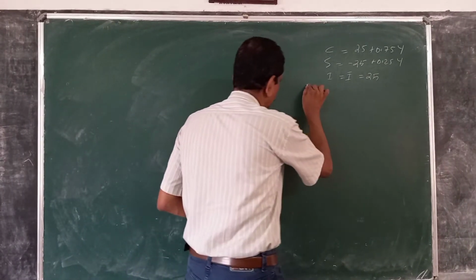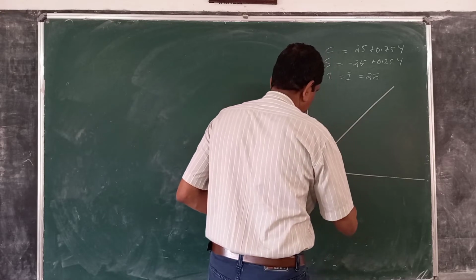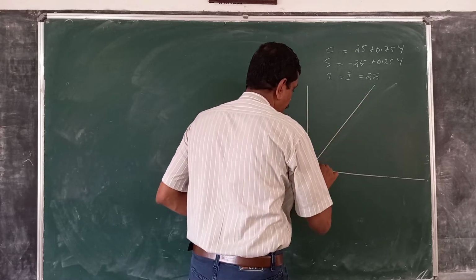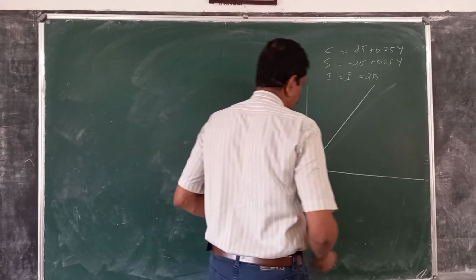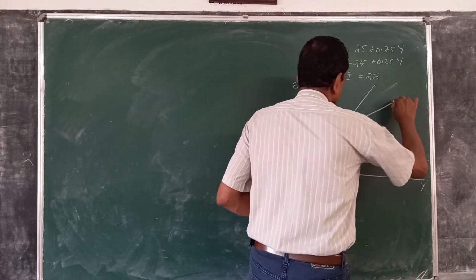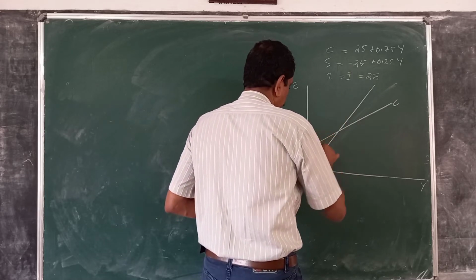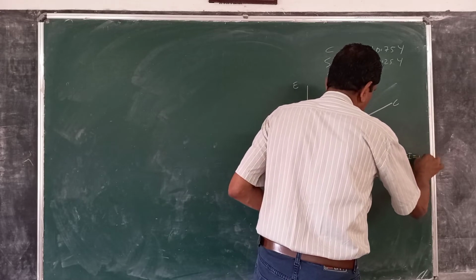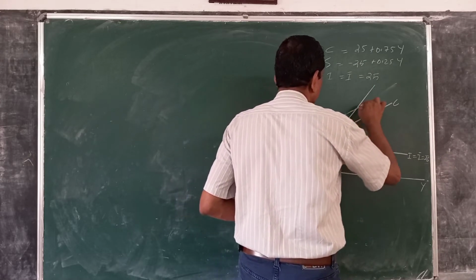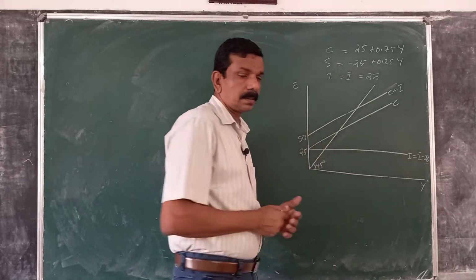Now, let us see how equilibrium is determined graphically. The 45-degree line, aggregate demand, aggregate supply. C is given with the intercept 25, slope is 0.75, and this is I is equal to I bar is equal to 25. Adding this 25, we have C plus I, that is 50.